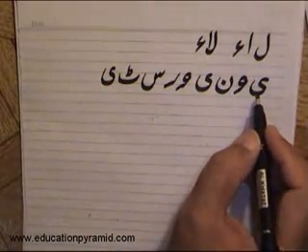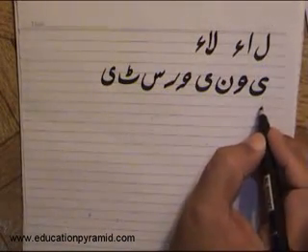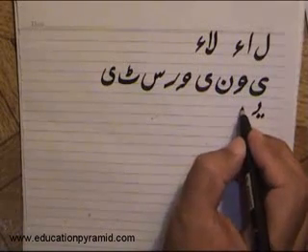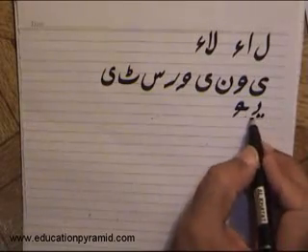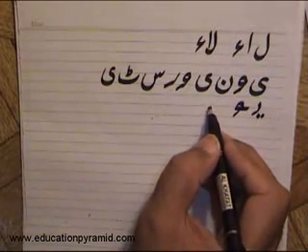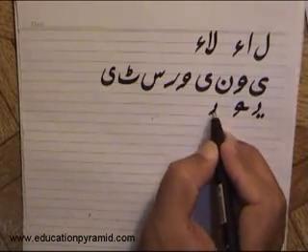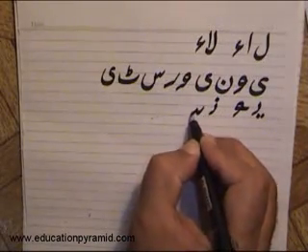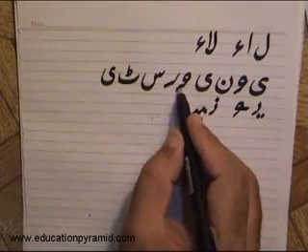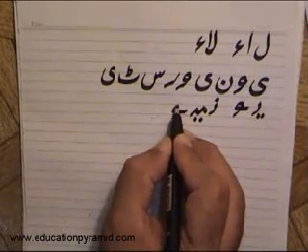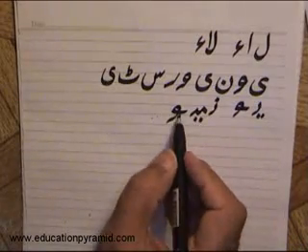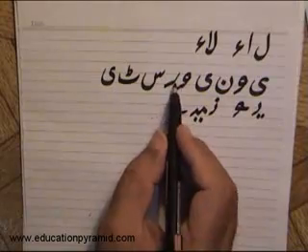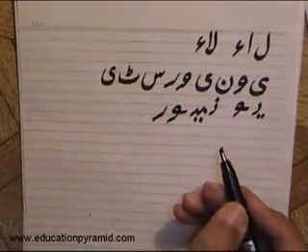Ye is a connector, so it will assume the initial position. Wow is a non-connector, so it will appear only in the final position. So there is a break. This is one group. The noon is a connector, so it will assume the initial position, and ye is a connector, so it will assume the middle position. And wow is again a non-connector, so it will create another break and appear at the end. The re is also a non-connector, so it will assume the independent position.